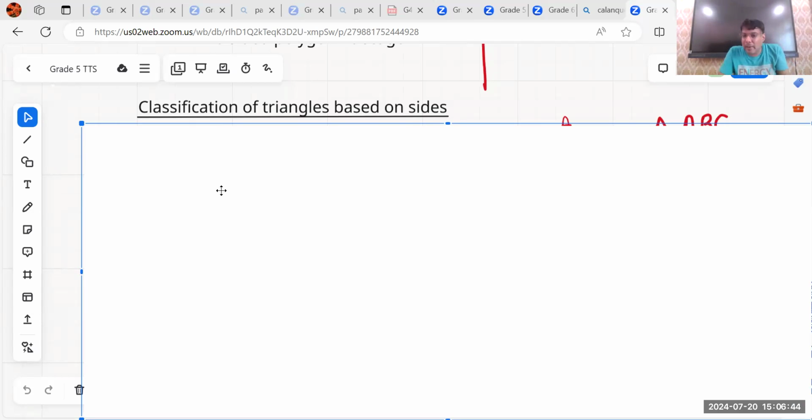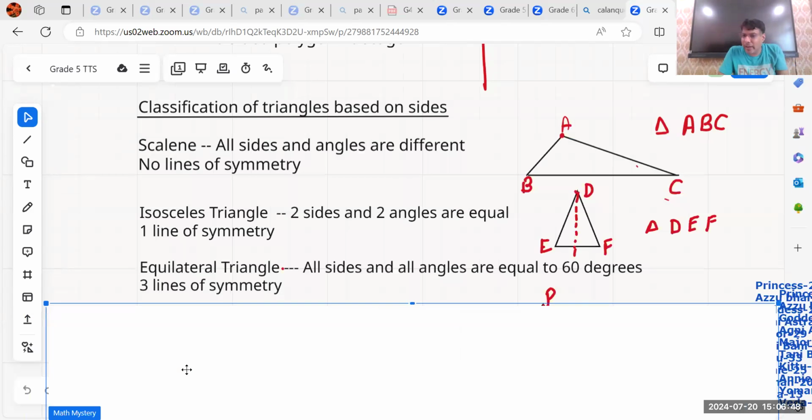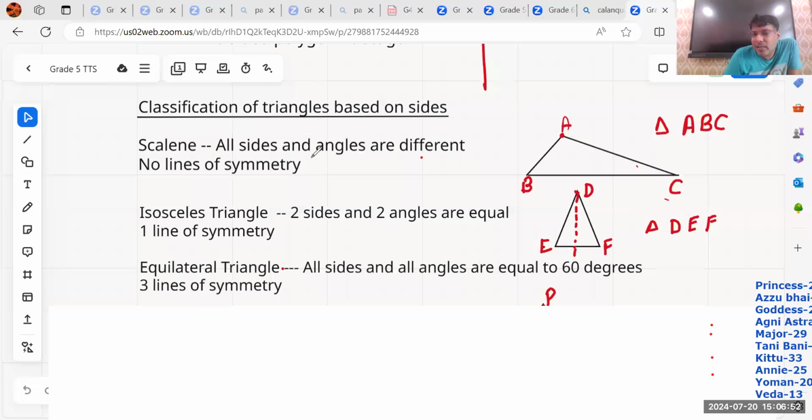So then the third type of triangle is the scalene triangle. So what happens in a scalene triangle? All sides and angles are different, and there is no line of symmetry. That's a scalene triangle.